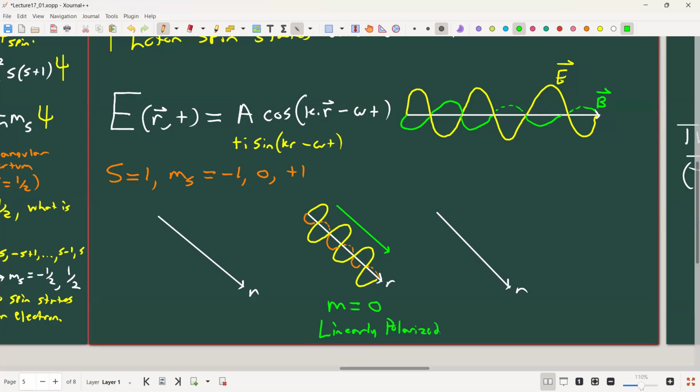Now, what about the other two? Well, the other two have some rotation to them. It's very hard for me to draw.